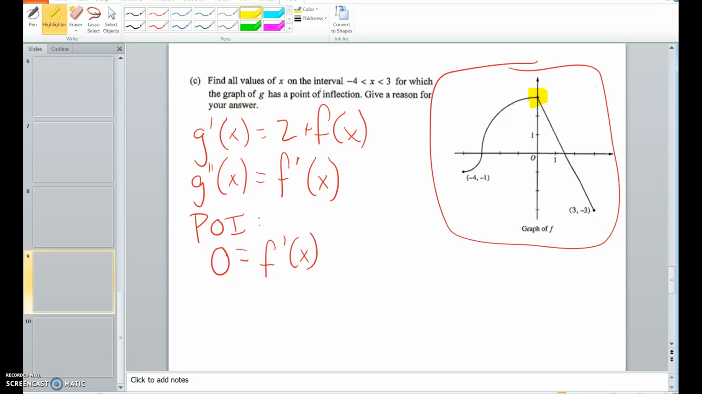F is essentially the derivative of g, and then f prime is the second derivative of g. So we're looking for a turning point here where f is going from increasing to decreasing, and that only happens at x equals 0.